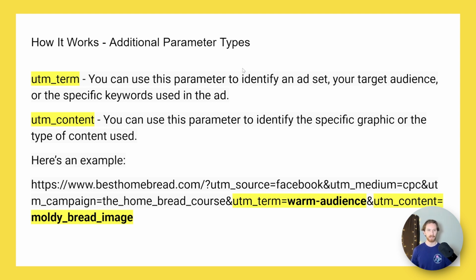So here's an example of a UTM, using the besthomebread.com example once again. The UTM source is Facebook, the UTM medium is CPC for cost per click, and the campaign is the home bread course. UTM term, warm audience. So we're testing out our warm audience. This is specifically catered to that audience. And then the content parameter is associated with the moldy bread image. That just tells us which image we used with that link, to compare it against other images that we've used that also have UTM links.